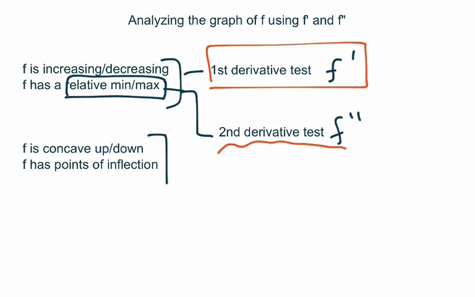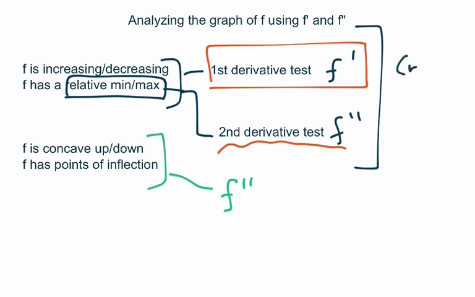Then, for when we determine if f is concave up or concave down, or whether f has points of inflection, we are almost exclusively looking at the graph of f double prime, or the equations for f double prime, to do that. Furthermore, both the first and second derivative tests require us to know what critical points are. And so we will start our conversation today with what are critical points.